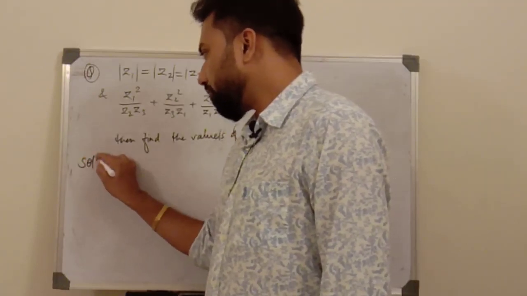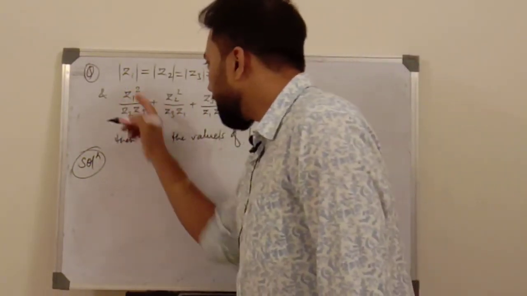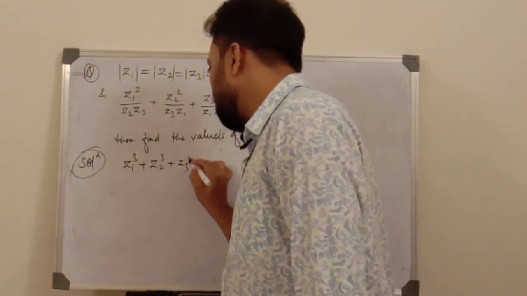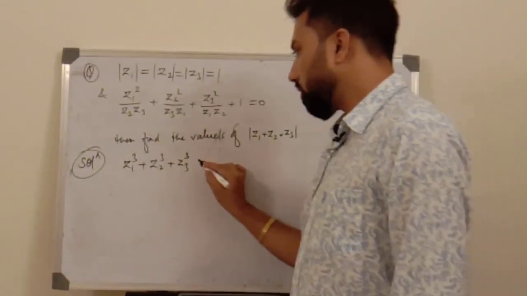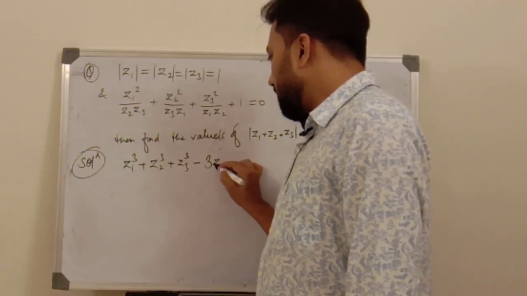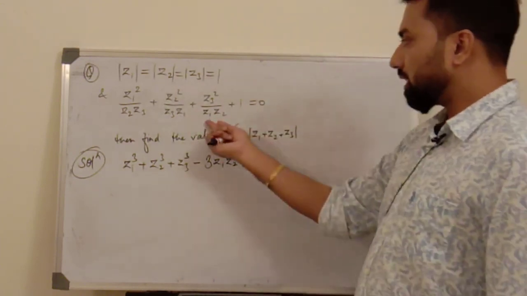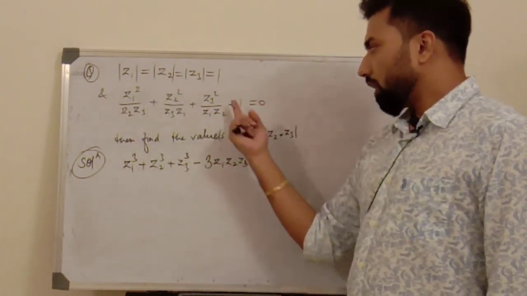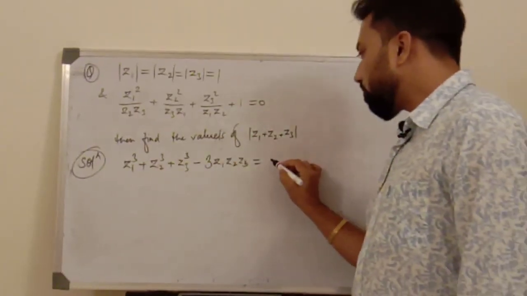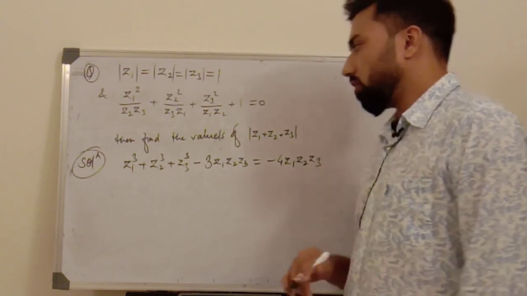Let's see how we start the solution of this particular problem. If you take the LCM over here, you'll get z1 cube plus z2 cube plus z3 cube, plus z1 z2 z3. I am trying to generate this formula, so since it was plus z1 z2 z3 over here, I have subtracted 4 z1 z2 z3 from the left hand side. So on the right hand side also I have to subtract 4 z1 z2 z3, so I write minus 4 z1 z2 z3. Is it clear to you?